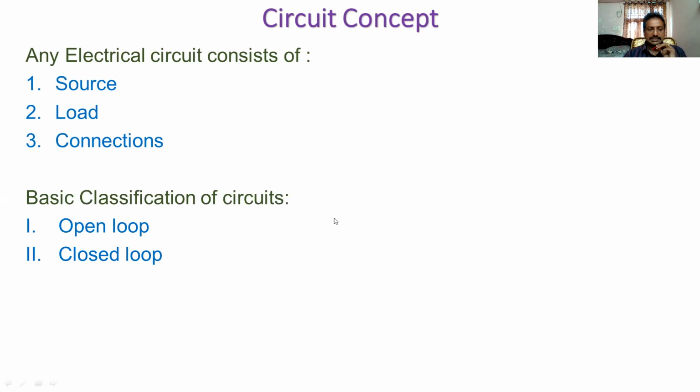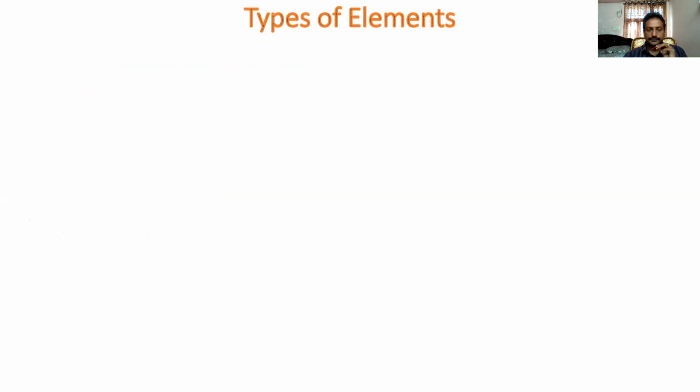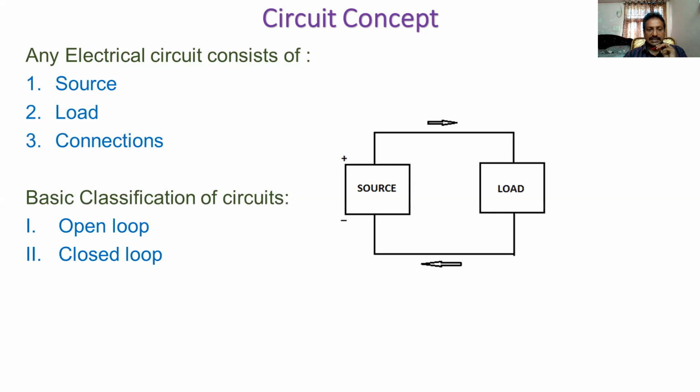Then what is the classification of circuits? Two types, open loop and closed loop. If source and load are individually placed without any connection, then it's called open. There is no connection. If you make a connection between source and load, then it is a closed loop circuit. So open loop circuits as well as closed loop circuits. This is the basic idea about the circuit concept.